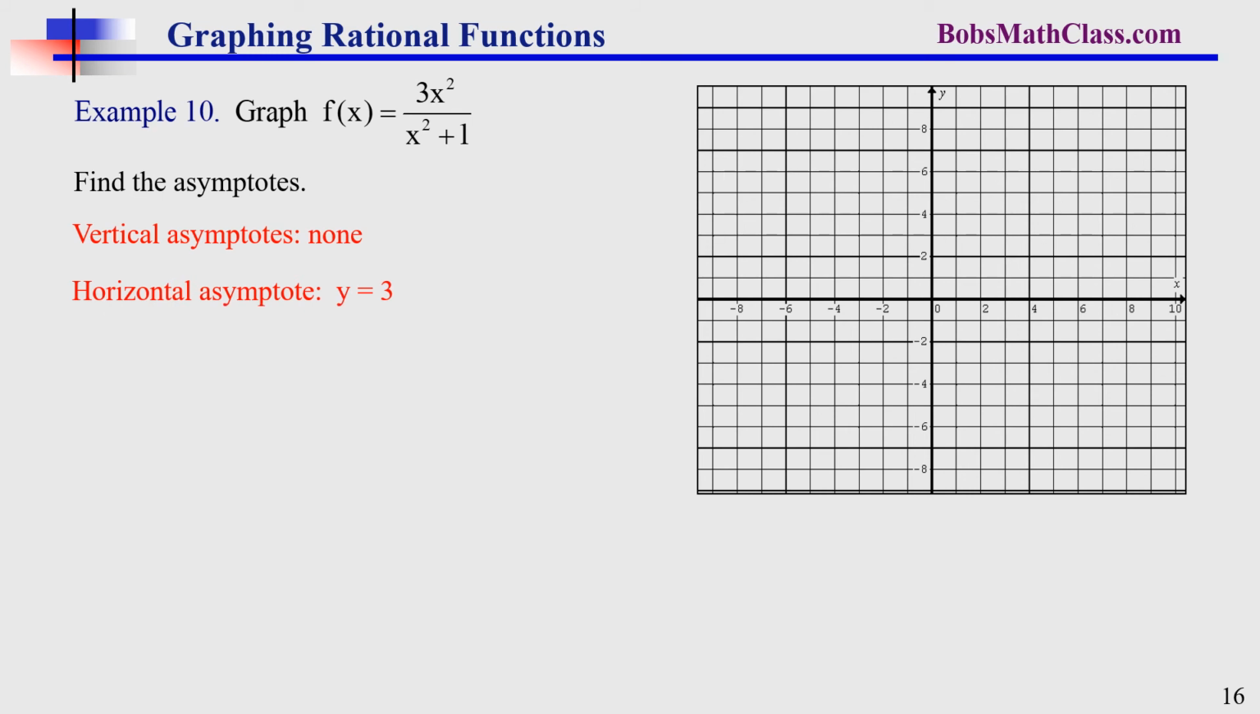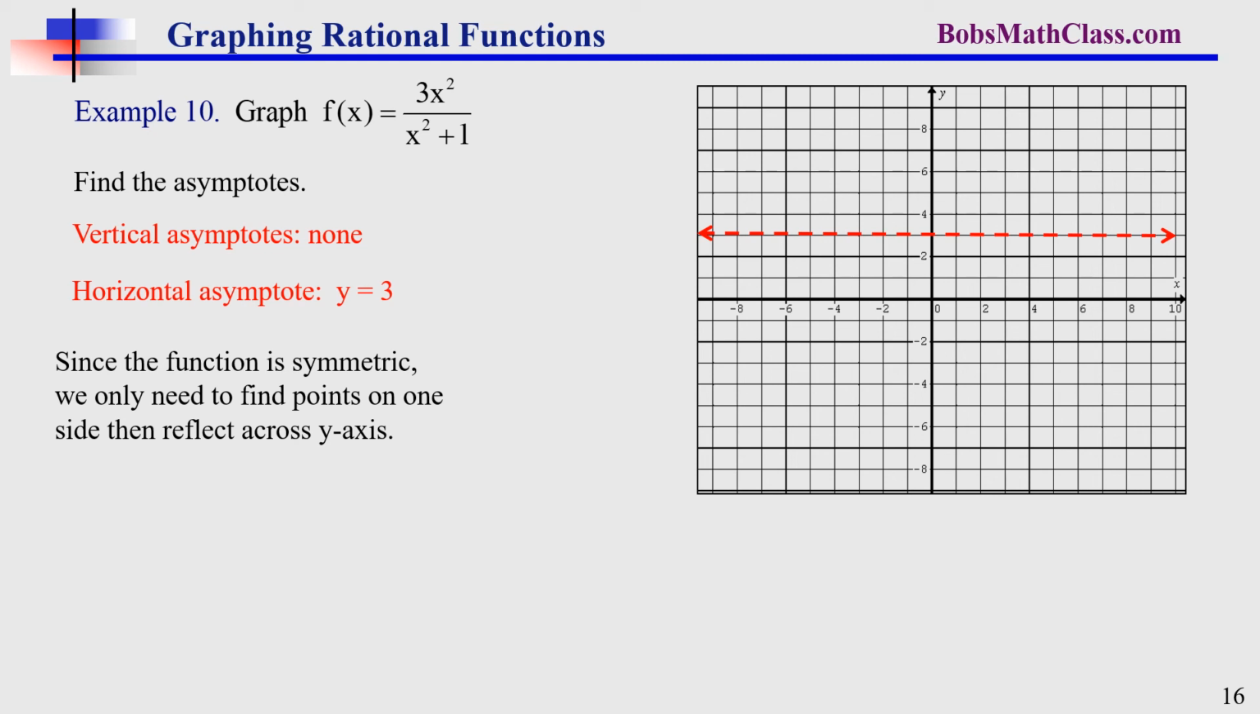The horizontal asymptote is 3, because the degrees are the same. It's an x squared on top and an x squared on the bottom, so it's 3/1, which is 3. Okay, we could draw that one in. There it is. Now what points to choose? We don't have any vertical asymptotes, so just pick points. Start with 0, and then both sides of 0, and however many you feel is enough to get a decent graph of what it looks like.